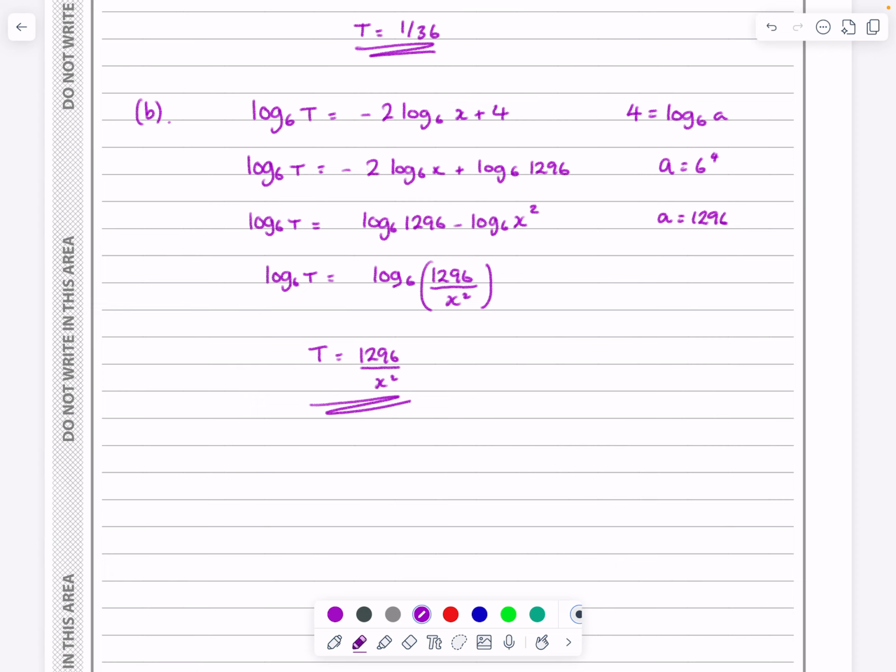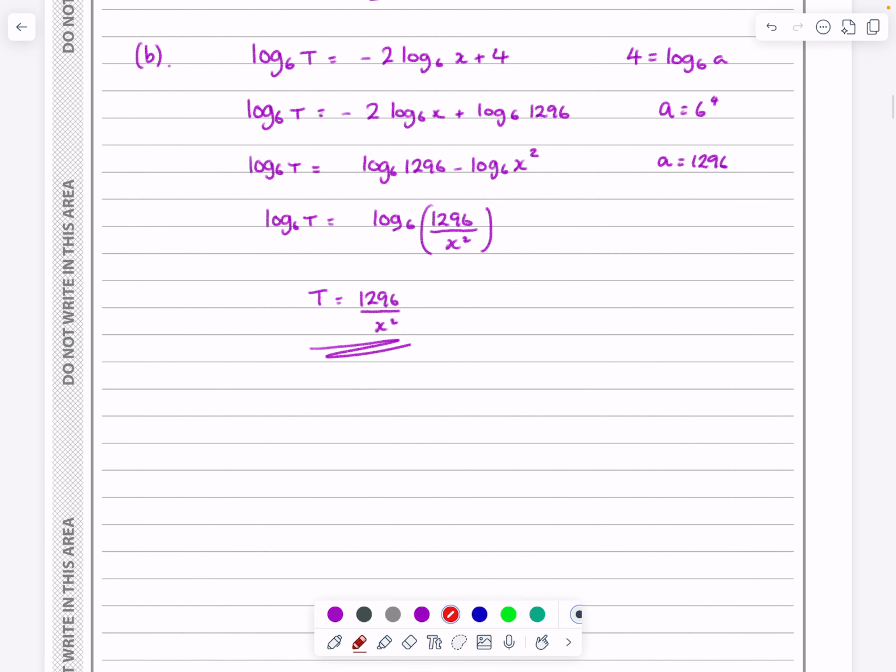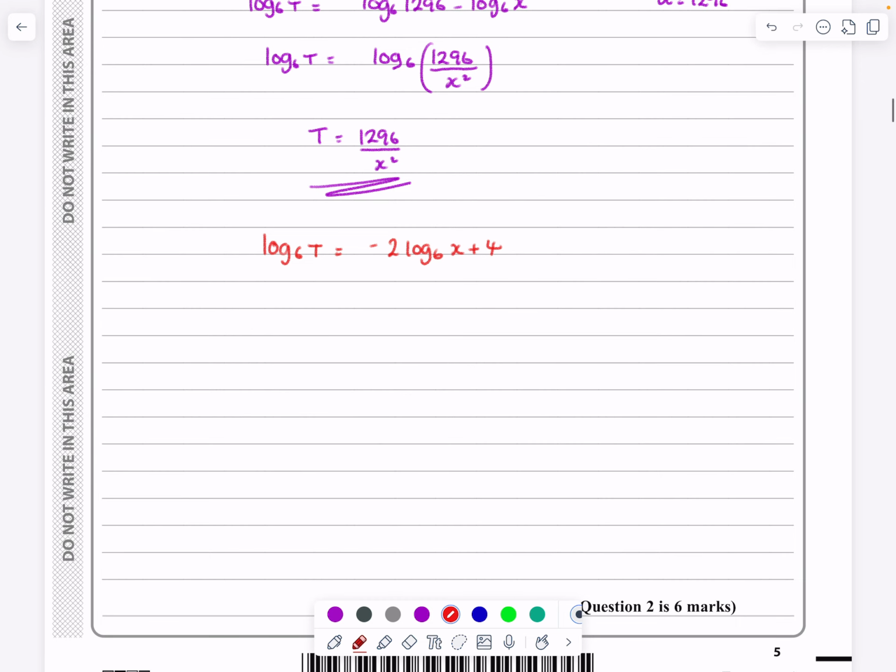I'll do it in a different colour, but I'm just going to show you a completely different method for doing it. Neither one is any better than the other, I don't think, in particular. So what we could have done would have been to start with log 6 t is equal to minus 2 log 6 x plus 4. Don't do both of these methods, obviously. You can stop the video if you're happy with the other one, but just to show you this, I could just take this over to the other side. So I'll get log 6 t plus 2 log 6 x is equal to 4.